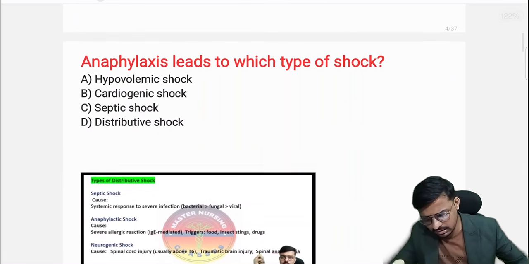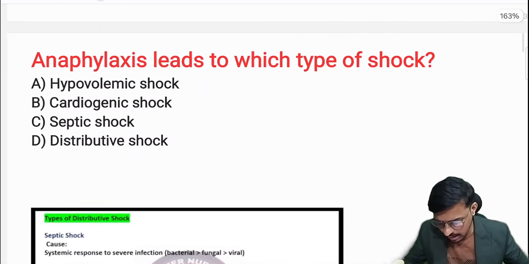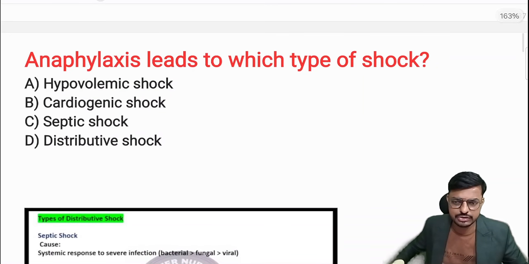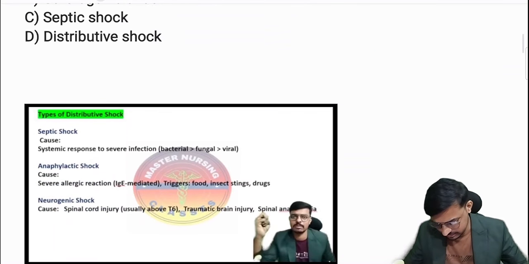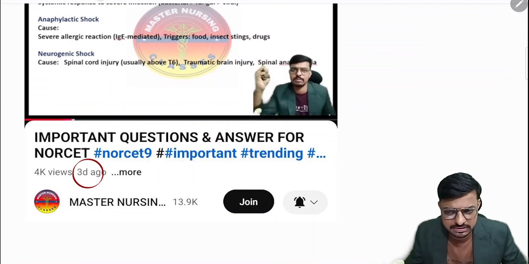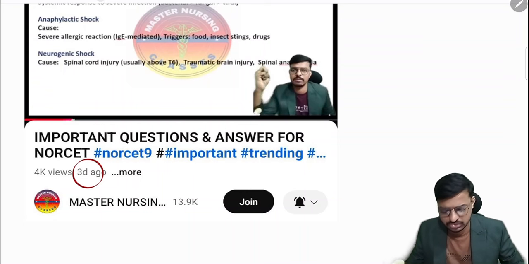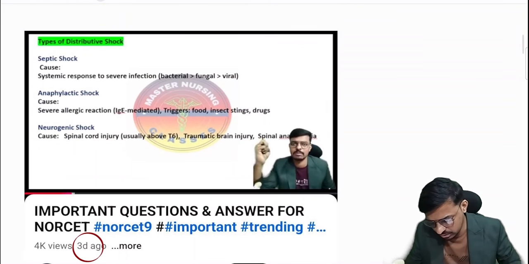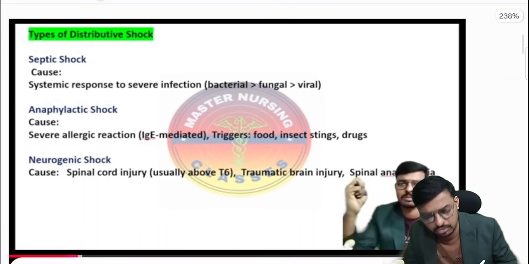Okay, here comes the next question. Anaphylaxis leads to which type of shock? Beta, again, this was a question we discussed just 3 days before the prelims exam, in your magic session number two or three, I think. In that session, I told you the types of distributive shock, where I gave a mnemonic.